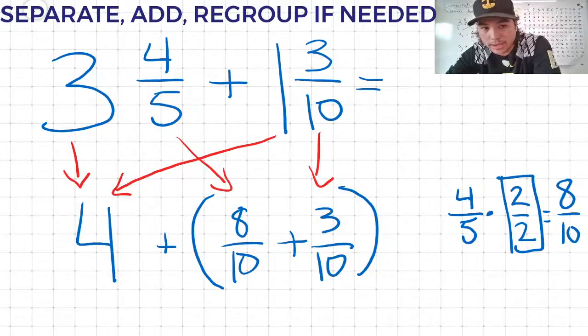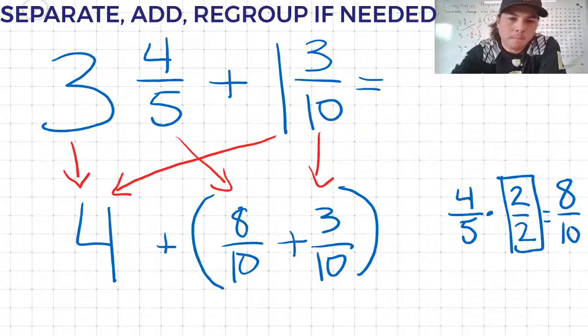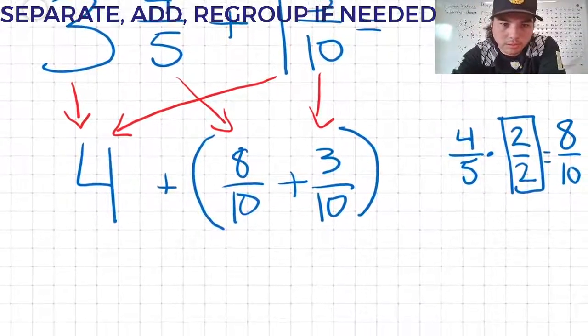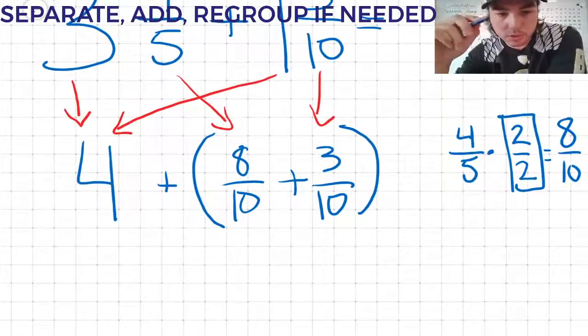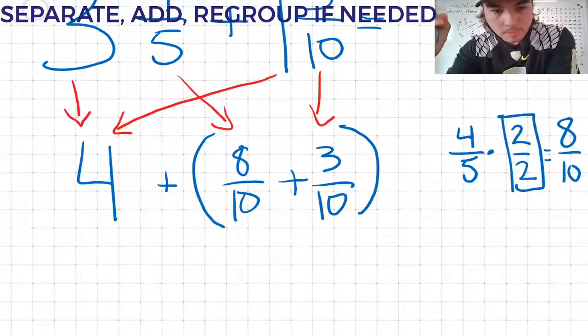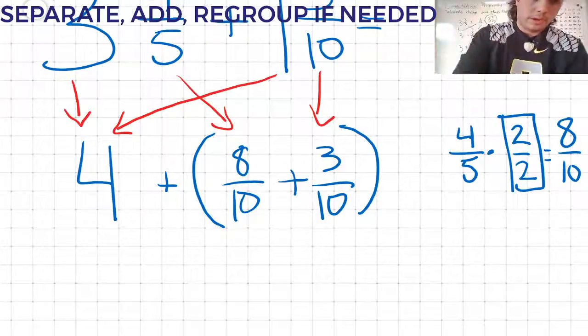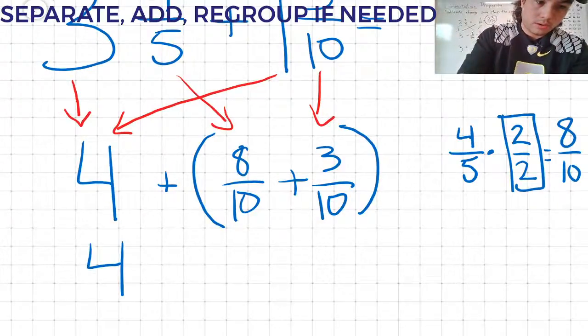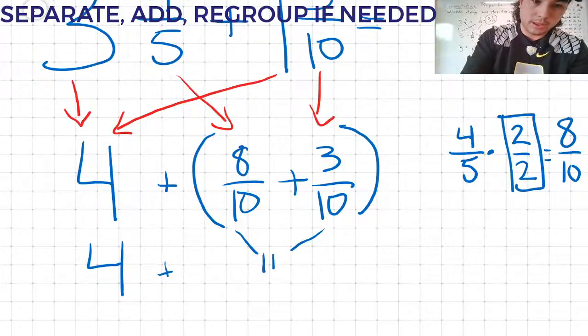So what do we end up with? I'm going to scoot this up just slightly. You might lose the top of the original problem, but I do want some more space for us here. We end up with 4 plus 8 plus 3 is 11/10.